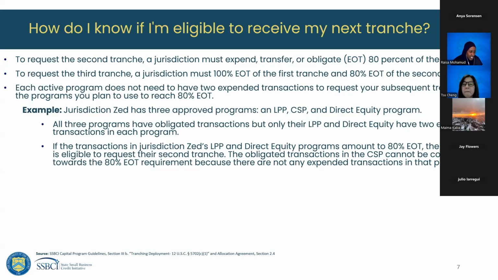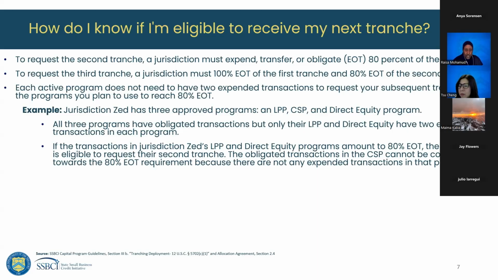So if the transactions in the jurisdiction's LPP and direct equity programs amount to 80% EOT, then the jurisdiction is eligible to request their second tranche. However, the obligated transactions that are in that CSP cannot be counted towards your 80% EOT requirement because there are no expended transactions in that program.